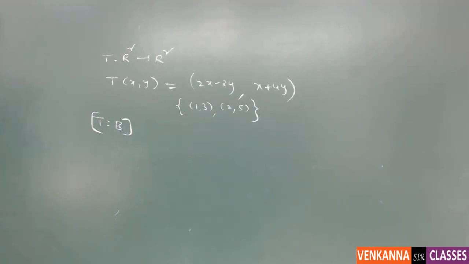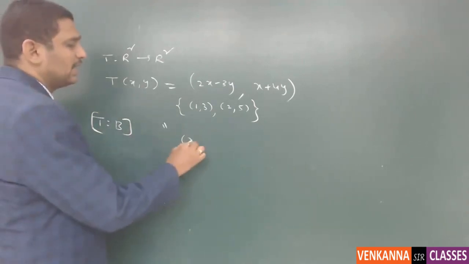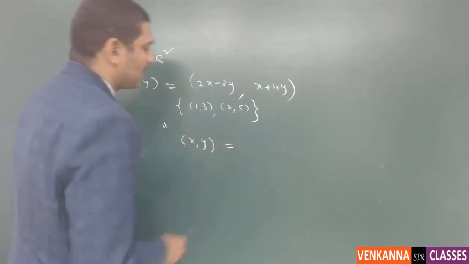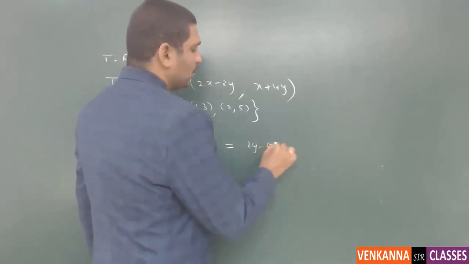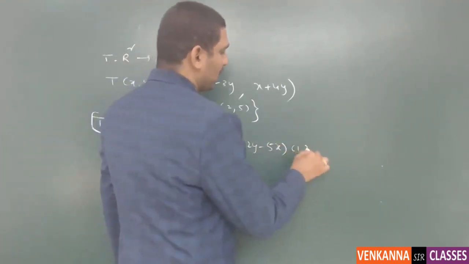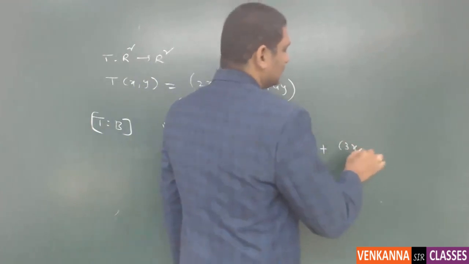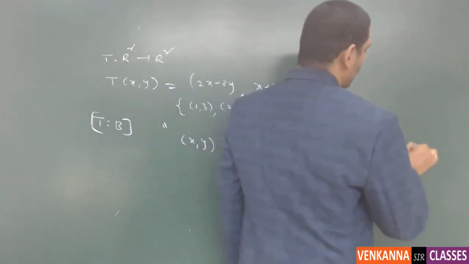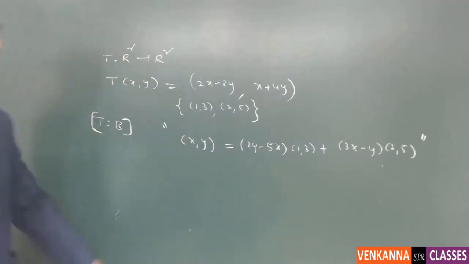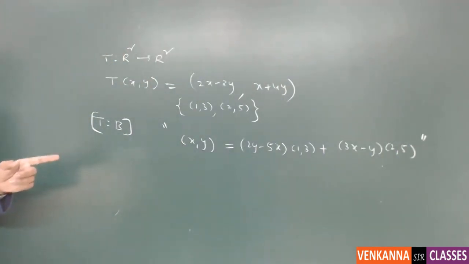Right. In the previous problem also, I have considered the same basis. So I am skipping the first part of the problem, that is finding the linear combination. The linear combination is nothing but (x,y) is equal to (2y minus 5x) into (1,3) plus (3x minus y) into (2,5). So this part I have extracted from the previous problem.